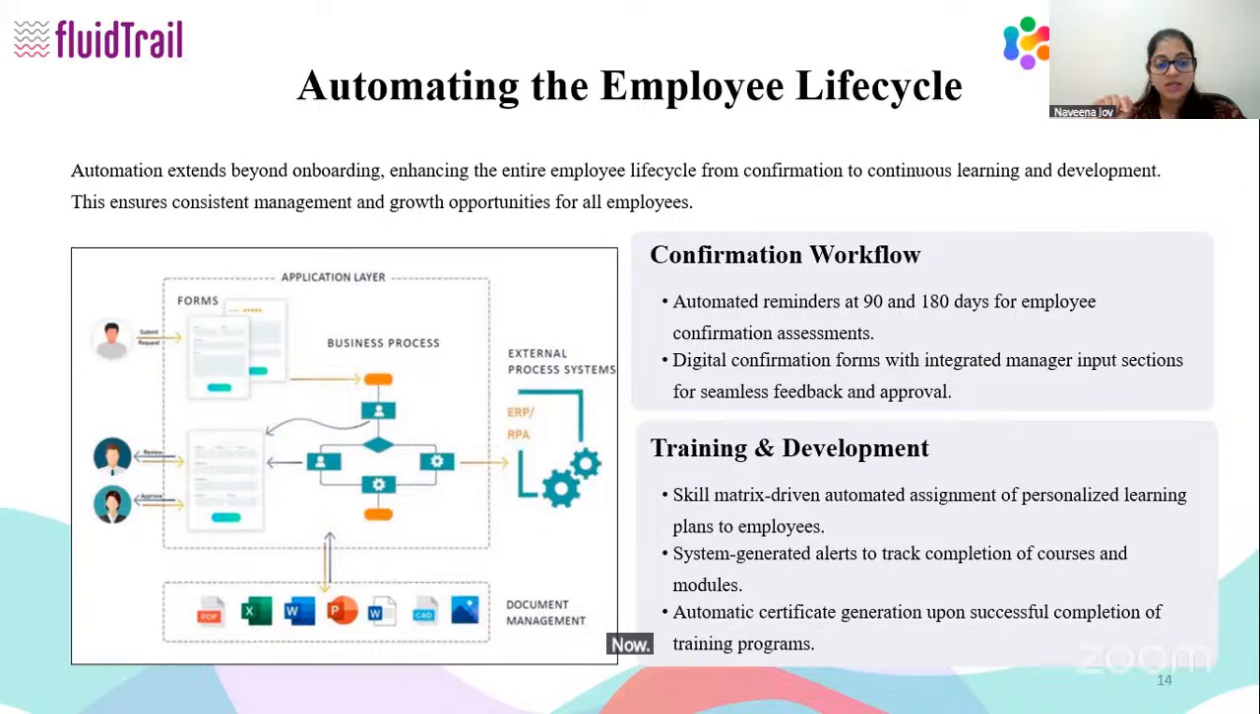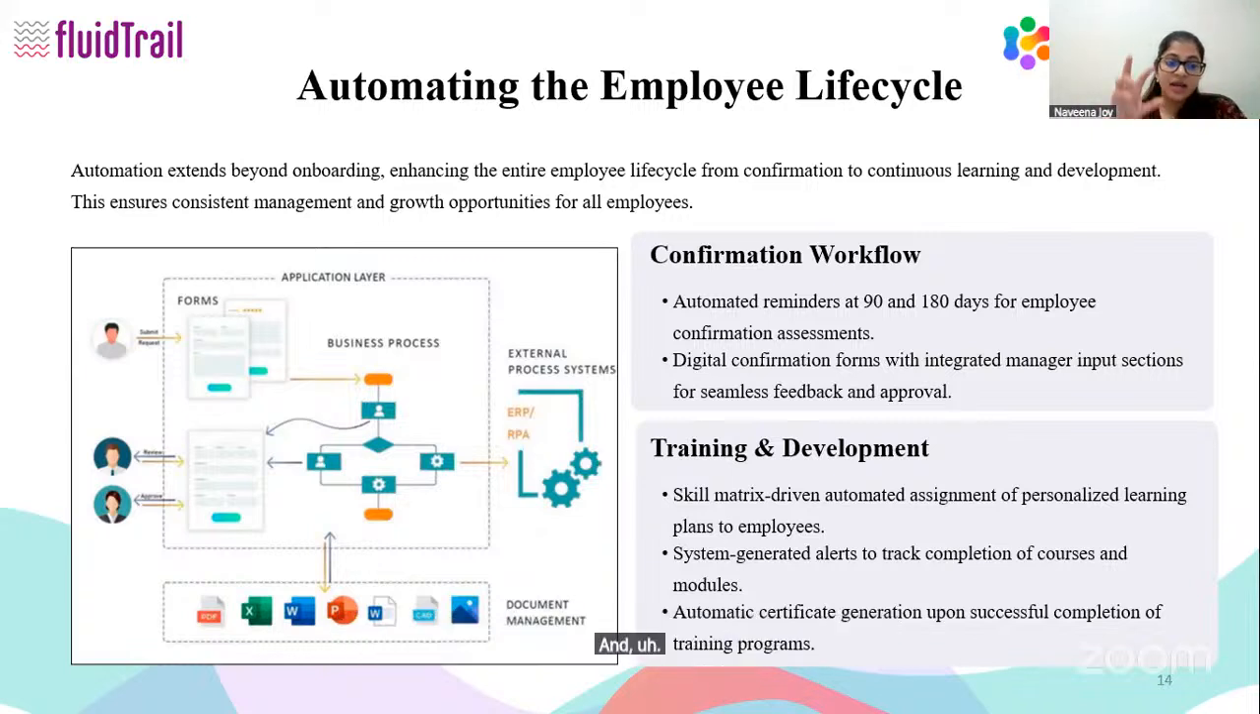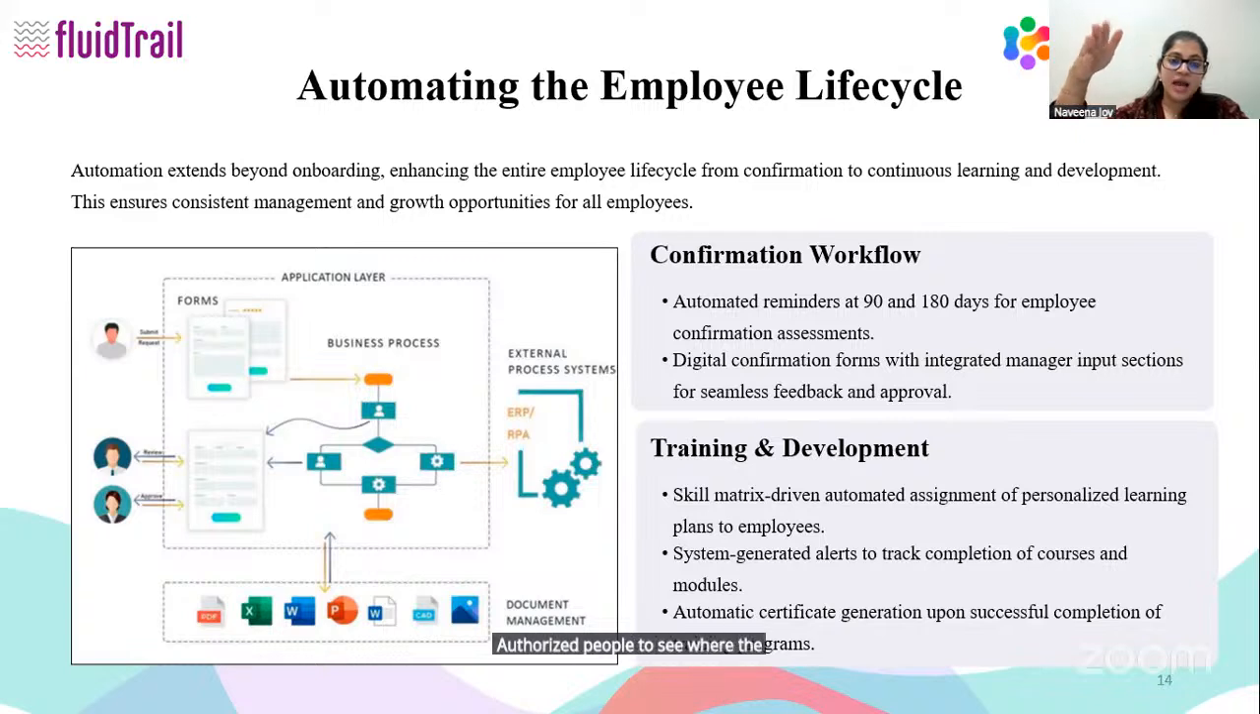Now, how this is performed in terms of training and development is, again, when everything is digitalized in the skill matrix, with system-generated alerts and completion tracking and all these forms, it is very simple for the authorized people to see where the person is and accordingly prepare themselves to give out the training.